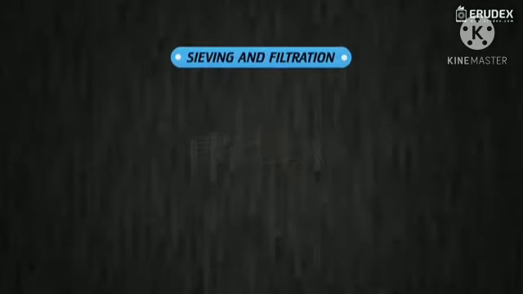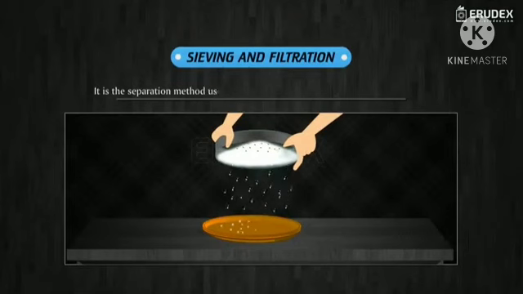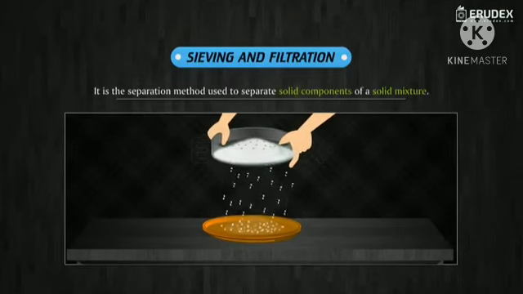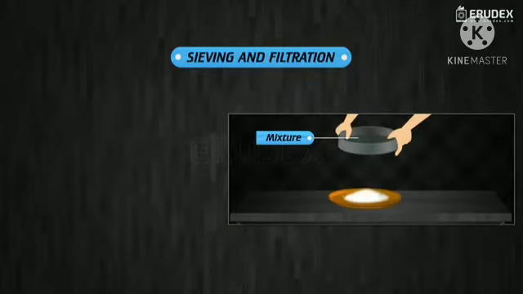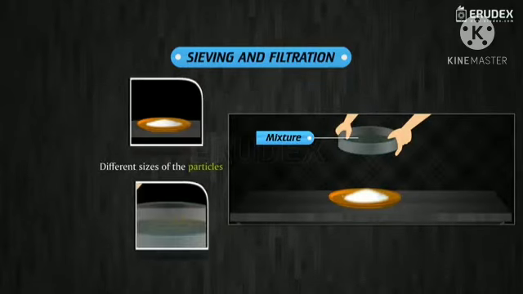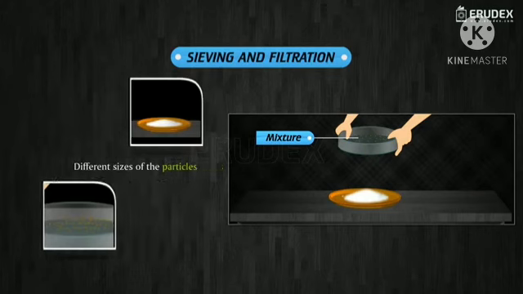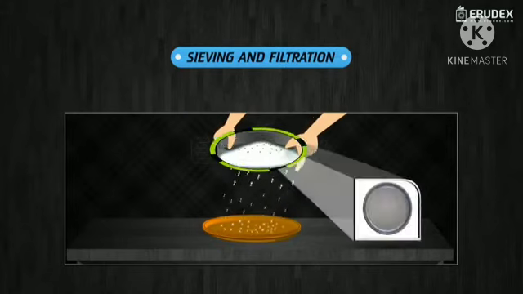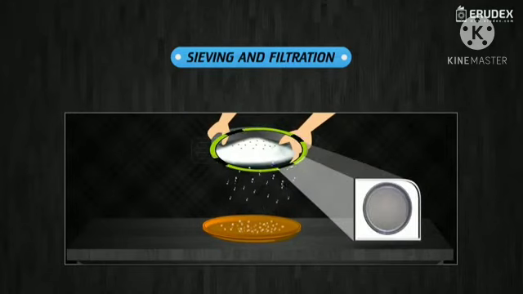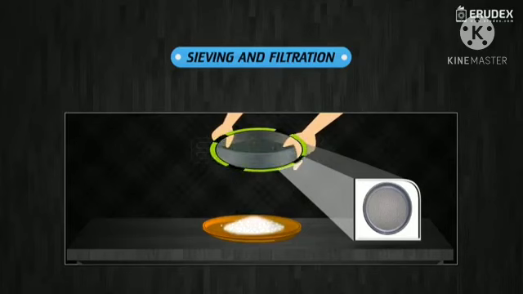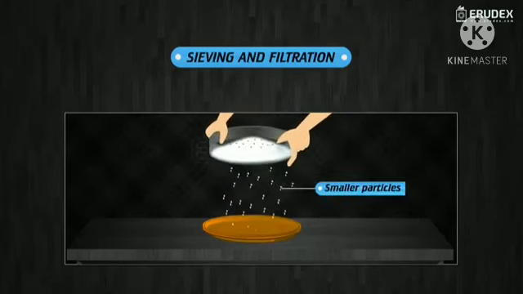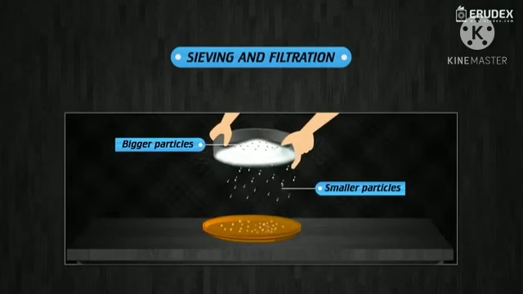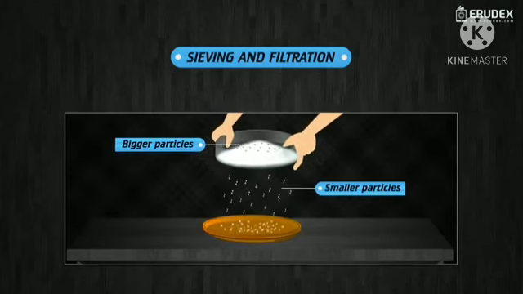Sieving. It is the separation method used to separate solid components of a solid mixture. It is based on the difference of particle size of the components in a mixture. Sieving is done by using a small device called a sieve. A sieve has small holes of uniform size. Smaller particles pass through the holes of a sieve and bigger particles are retained in the sieve.